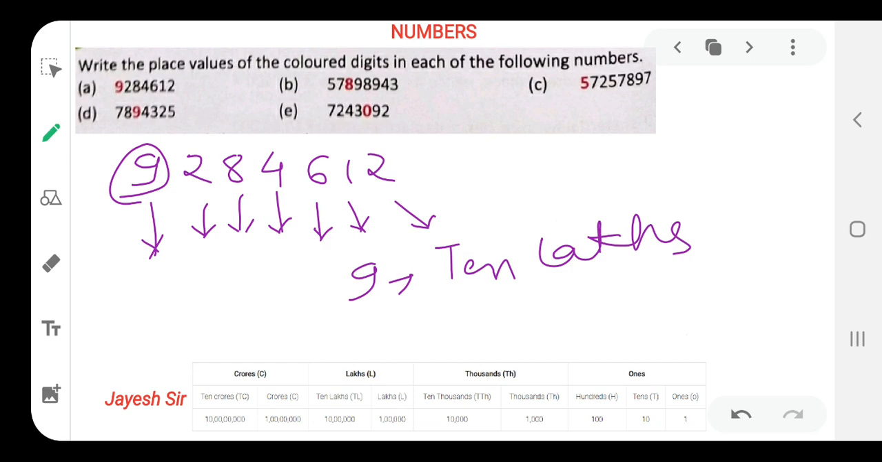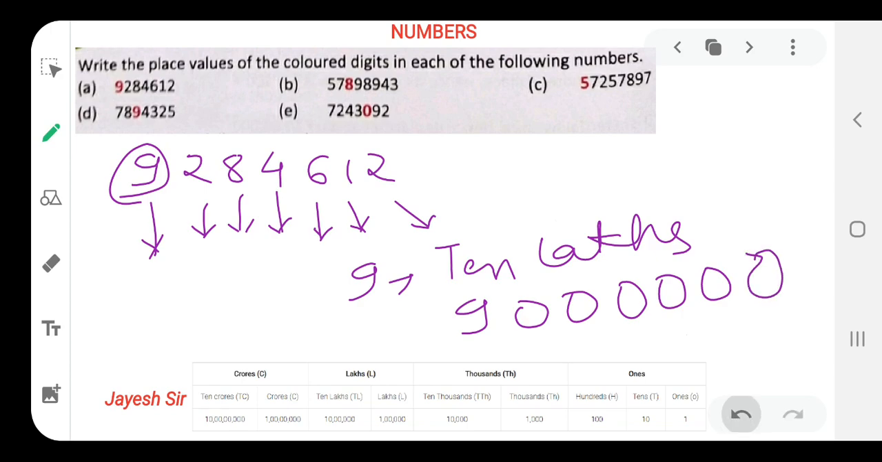If we want to write it again, we write 9, then all the remaining would be 0. 1, 2, 3, 4, 5, 6 zeros after that. How many zeros? 6. We can write 90 lakhs like this, and as per inserting the commas after 3 digits, then 2 digits, this is our 90 lakh. I hope you all are getting it, friends.